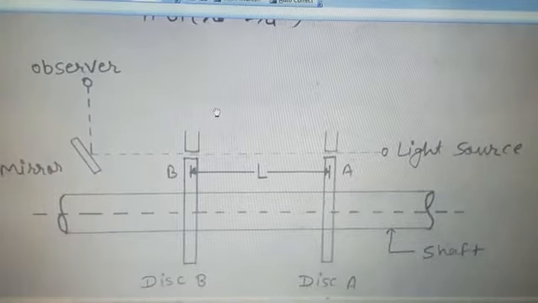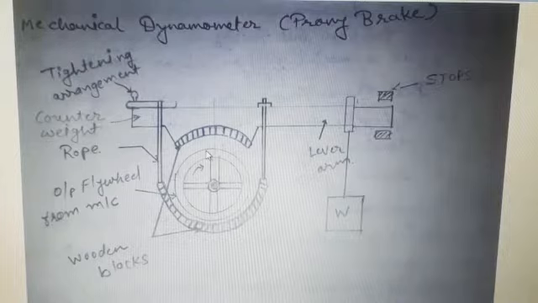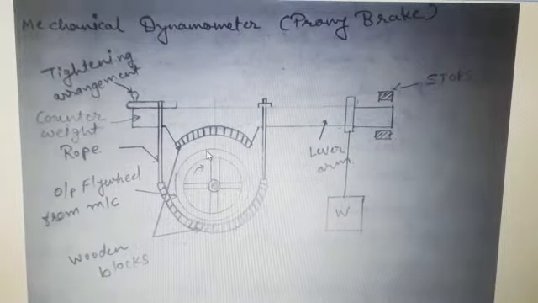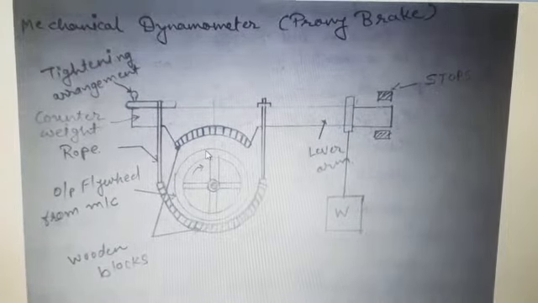Question: it is mechanical dynamometer, that is also known as Prony brake dynamometer. Okay students, most of the questions asked in the examination are: explain Prony brake dynamometer with its construction and its working. Okay students, so please keep that in mind. Okay, so first start with the construction.